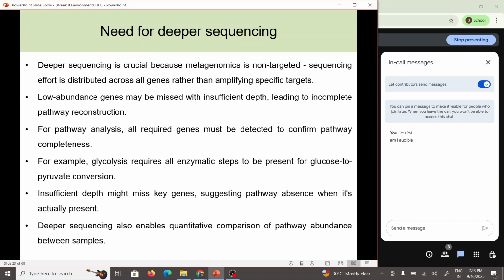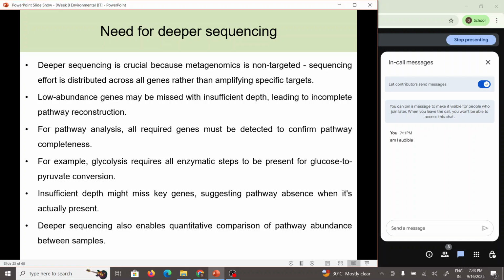So for pathway analysis, we need to identify all the genes. Then only can we trace back one step after the other, and have a coherence or sequence in the metabolic reactions that are happening. For pathway analysis, all the required genes must be detected to confirm the pathway completeness.